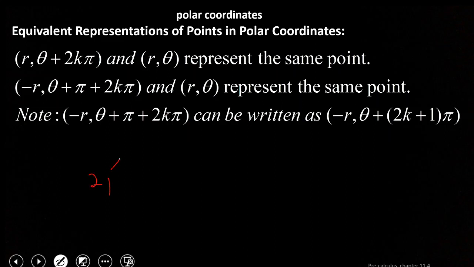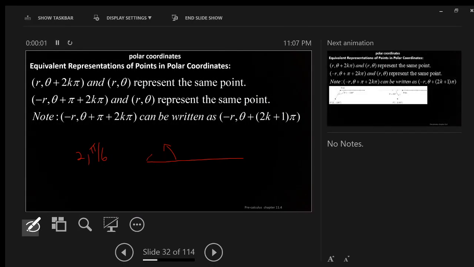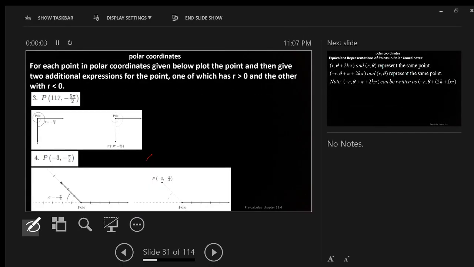All right. Now this tells us that if we have a point, let's say 2 and pi over 6, right? Now 2 and pi over 6 would be, if you go pi over 6 this way, right? So that's my, what did I do?